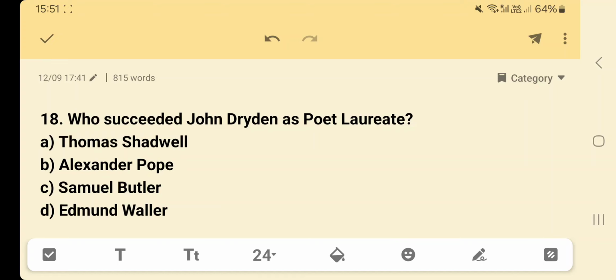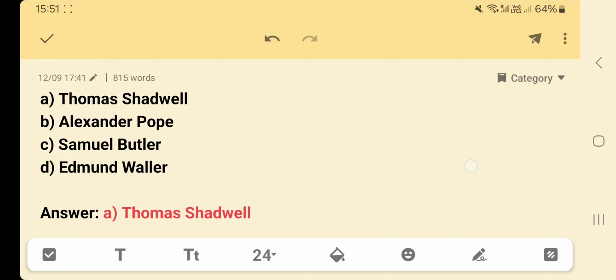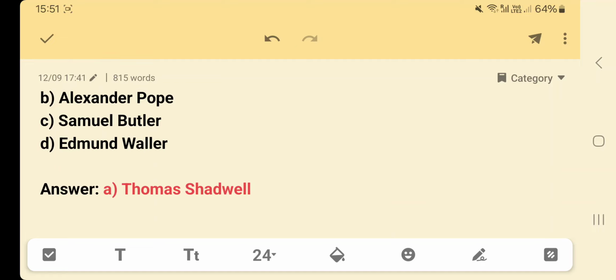Who succeeded John Dryden as Poet Laureate? Option A, Thomas Shadwell. Option B, Alexander Pope. Option C, Samuel Butler. Option D, Edmund Waller. Answer: option A, Thomas Shadwell.